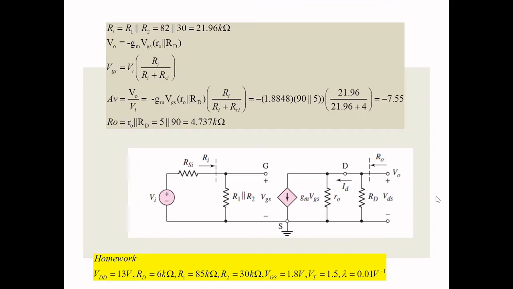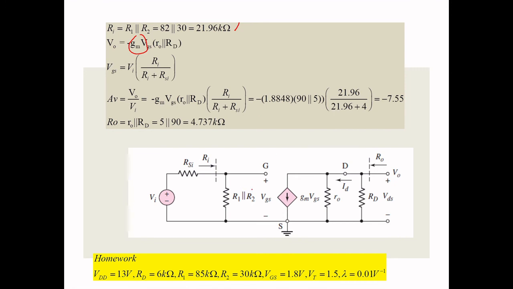Perfect. Now we will be finding RI. When you look at the circuit from the left side, R1 is parallel to R2. So RI is R1 parallel to R2, that is 82 parallel to 30. You'll be getting 21.96 kilo ohms. When you calculate the output voltage, V0 is current into resistance. The current is gm into VGS, and the resistance term is R0 parallel to capital RD.